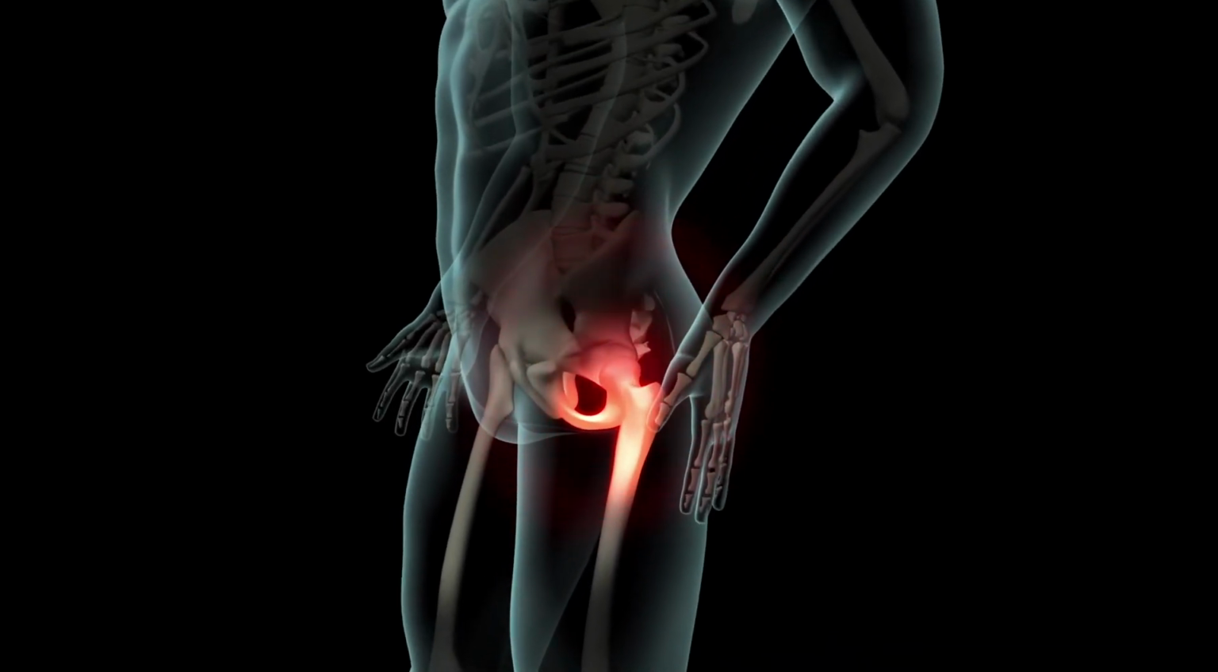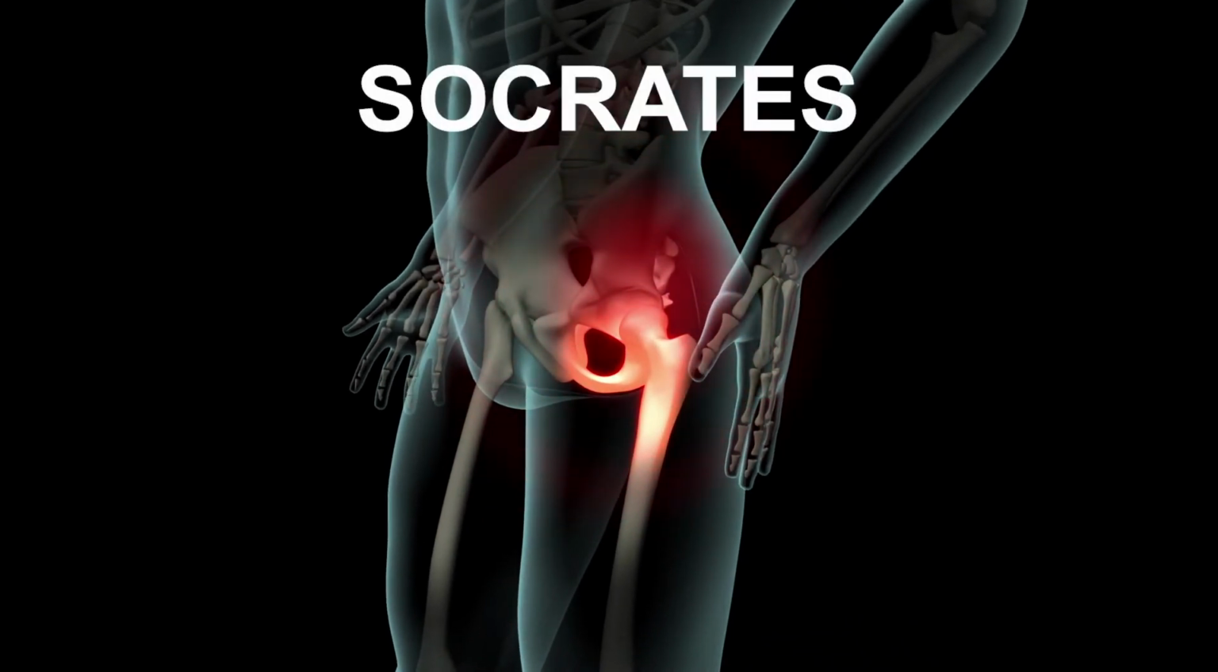Pain history. We suggest using the SOCRATES acronym. Site. Where is the pain, or the maximum site of the pain? Pain arising in the hip joint is usually felt in the groin, down the front of the thigh, and sometimes in the knee. Sometimes knee pain may be the only symptom.